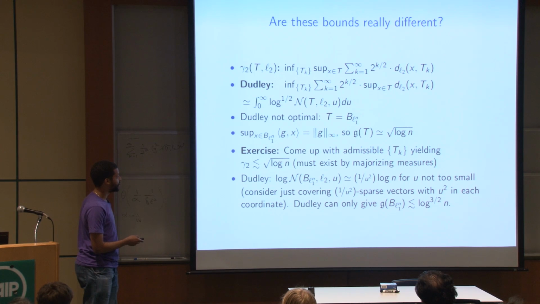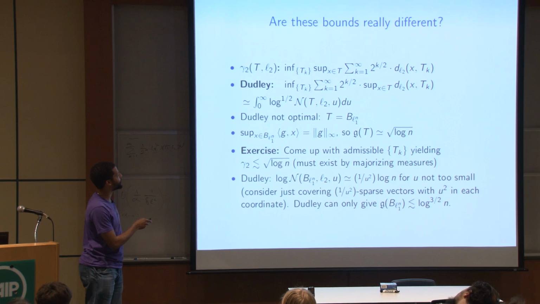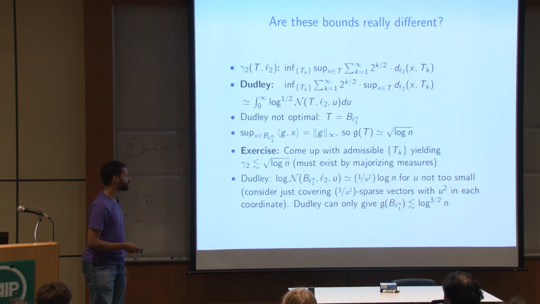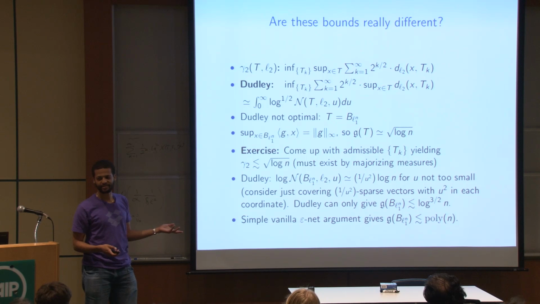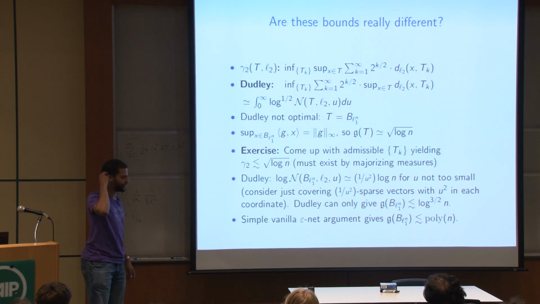If you try and use Dudley, Dudley is all about getting the best nets you can at every scale, right? For every k, I'm trying to find the best net I can. And you can convince yourself that actually the nets of the L1 ball, covering it by L2, are not as small as you'd like for Dudley to give you the right bound. Dudley will actually give you log to the 3/2, whereas the true answer is root log. Okay? And if you just try a simple net argument without using a sequence of nets, forget it. I think you get root n. You're exponentially off. Okay, so there's a huge difference between these different methods, even in this simple case.